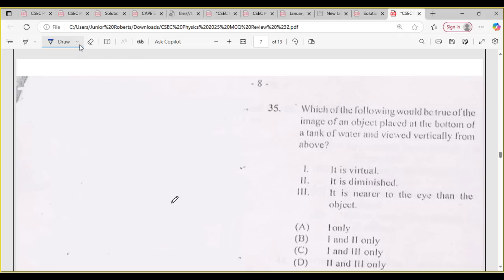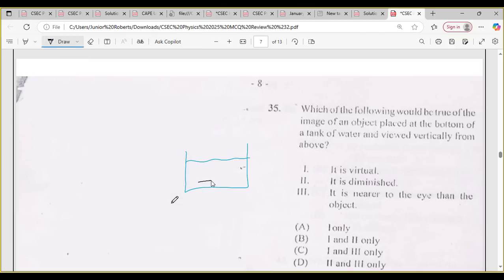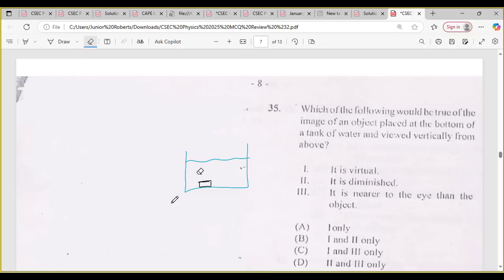So, if we just sketch what's going to be happening right here. Let's say we have a tank with some water, and we have an object, just a box, and we're viewing this object. What we're going to see is that this object is going to appear to be a little bit higher than it actually is, right?